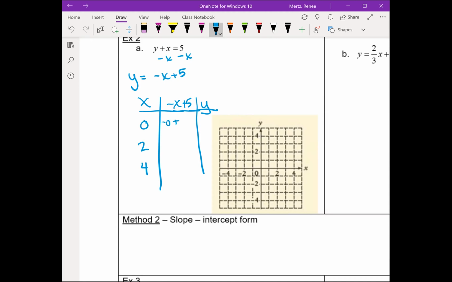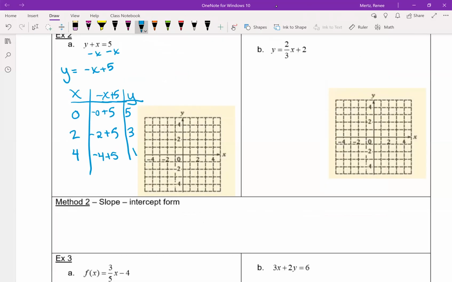So negative 0 plus 5, negative 2 plus 5, negative 4 plus 5. So we're going to get a 5, a 3, and a 1. Then we're going to plot these points.